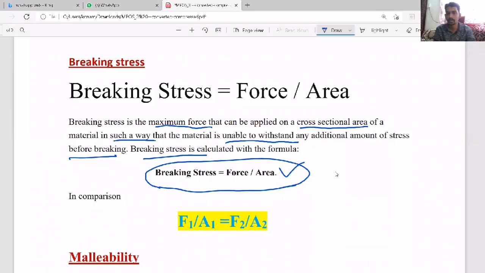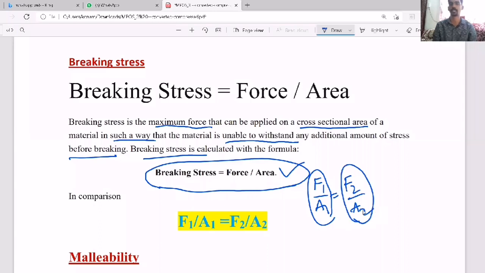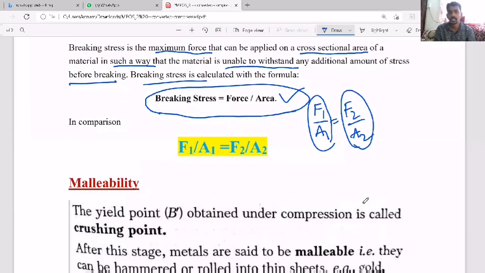But a few questions they will give based on breaking stress, that is F1 by A1 equal to F2 by A2: breaking stress for one material, breaking stress for another material. In comparison, they can ask you. Or they can also ask, suppose sigma is the breaking stress and that is proportional to 1 by area, or proportional to R squared if you consider a rod. Rod means cylindrical shape. So for a cylindrical shape, what kind of area will be there?